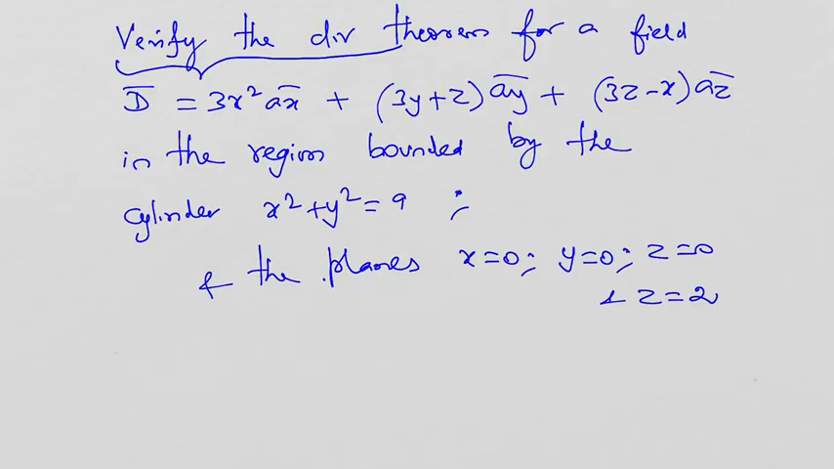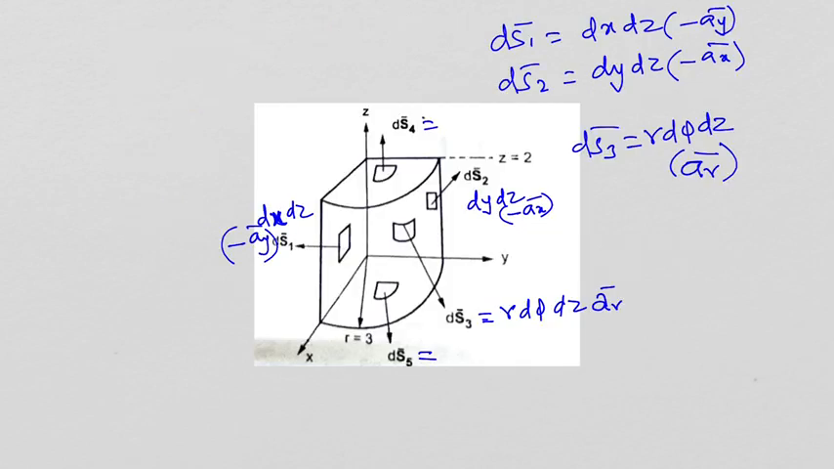plus y squared is equal to 9, and the planes x is equal to 0, which is a plane cut through, and y is equal to 0, another plane which slices off the cylinder, and z is equal to 0, which again slices off at the bottom, and z is equal to 2, which slices it off at the top. So this becomes a shape of this kind, a portion of the cylinder.